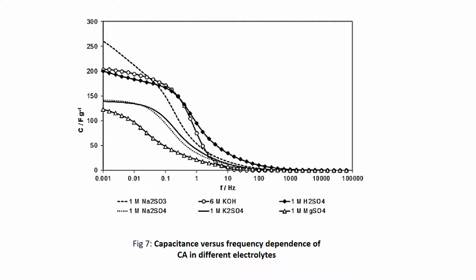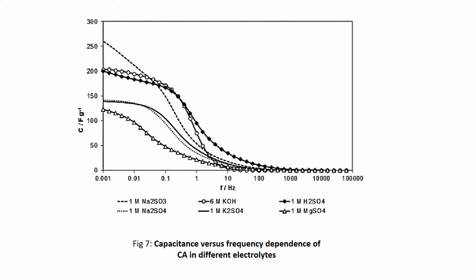Here is a figure which represents the capacitance versus frequency dependence of activated carbon in different electrolytes. The highest values of conductivity were obtained for 1 molar sulfuric acid and 6 molar potassium hydroxide, while magnesium sulfate has the lowest conductivity from the electrolytes which were selected.